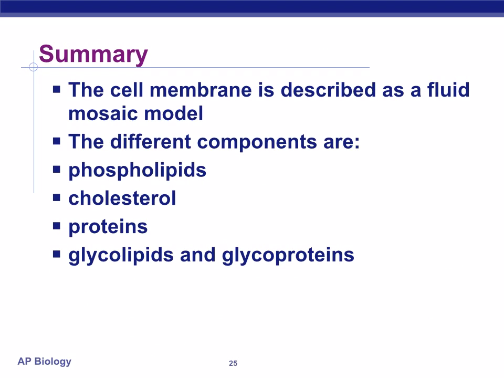So, in summary, the cell membrane is described as a fluid mosaic model, and you've got different components. These are phospholipids, cholesterol, proteins, glycolipids, and glycoproteins.